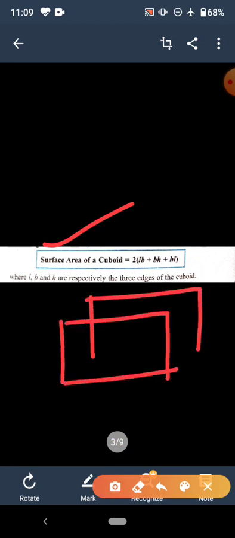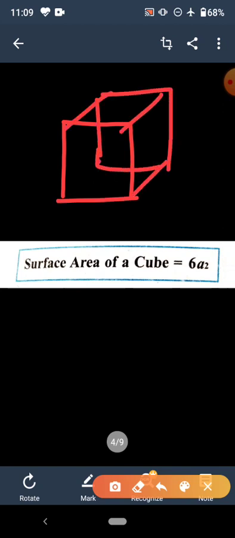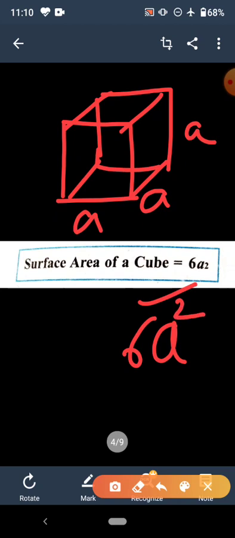Surface area of a cuboid is 2 into LB plus BH plus HL, where L, B, H are the edges of the cuboid. You know the shape of a cuboid. L stands for length, B stands for breadth, and H stands for height. And then we also studied the formula for a cube. In a cube, the sides, or you can say edges, are equal, and the surface area is 6a square.